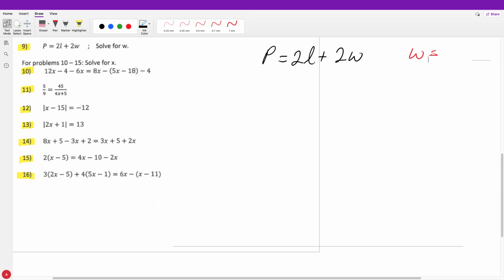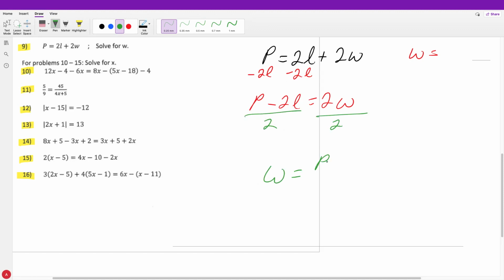All right, so if I want to isolate my variable w, I need to look and say, what's happening first? Well, first I have this 2L that's being added to it, so I need to subtract 2L. So I'm going to subtract 2L from both sides, and I get P minus 2L is equal to 2W. And now I'm just being multiplied with the 2, so to get rid of multiplication, I'm going to divide. And W is equal to (P minus 2L) divided by 2.